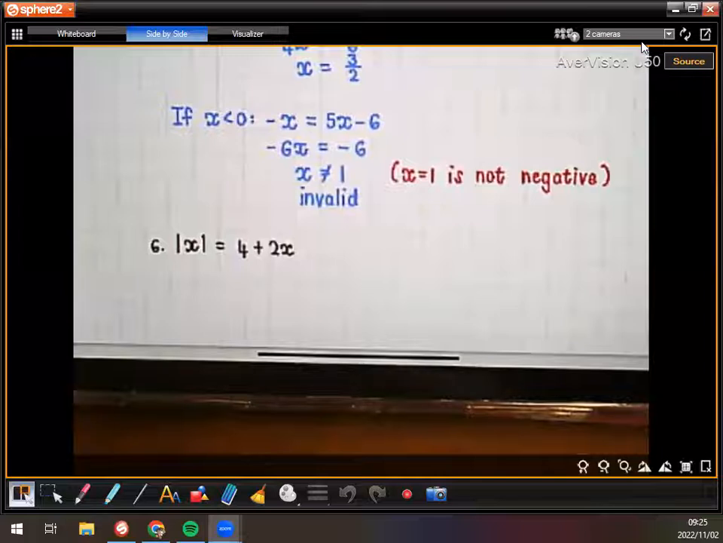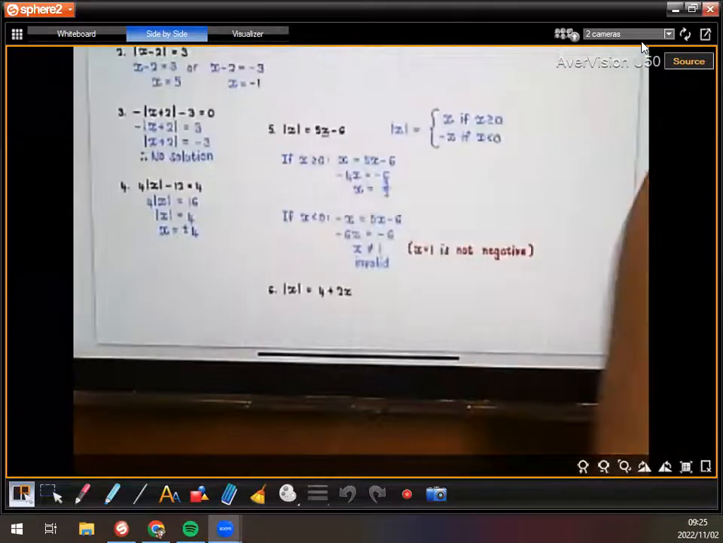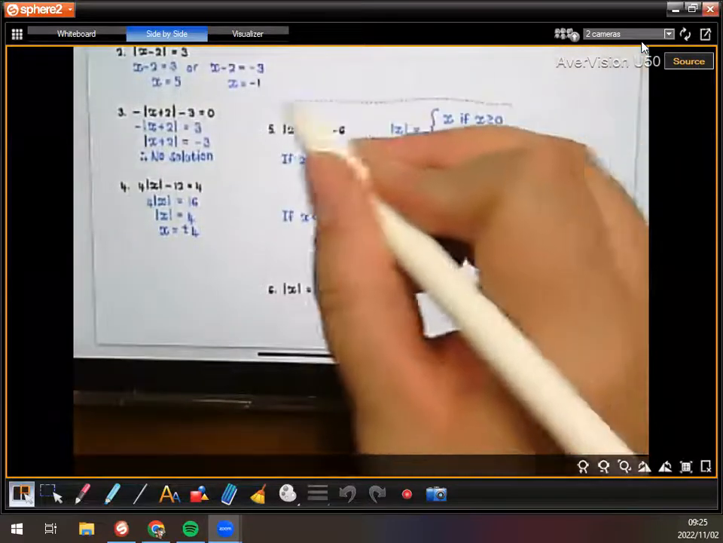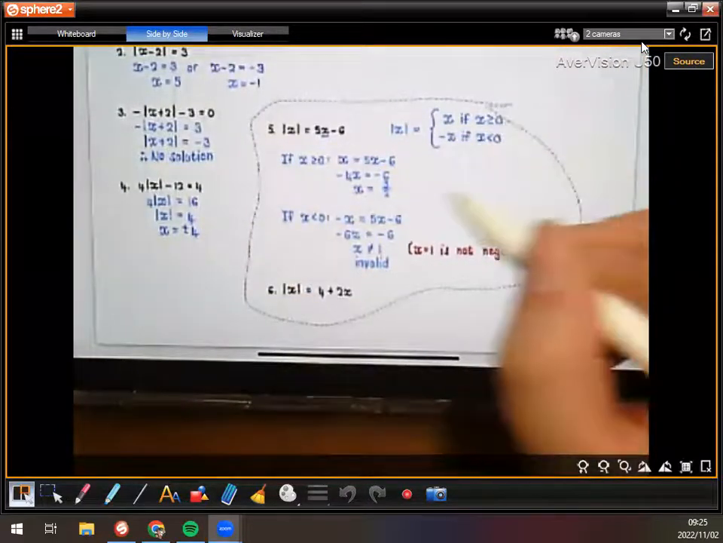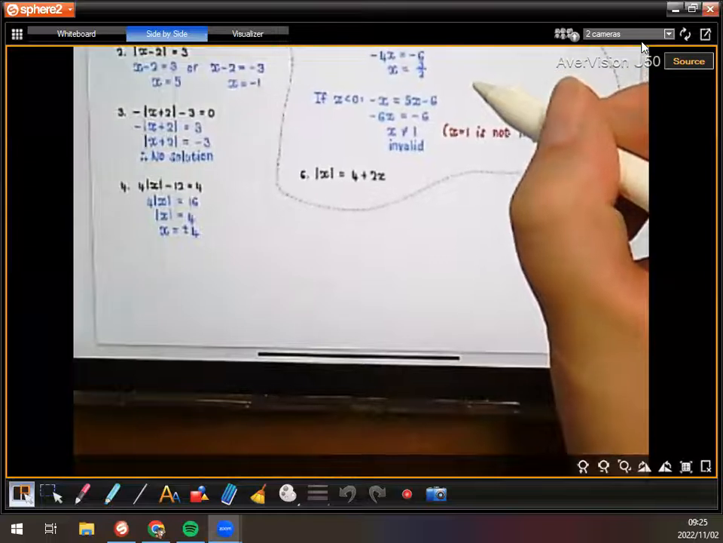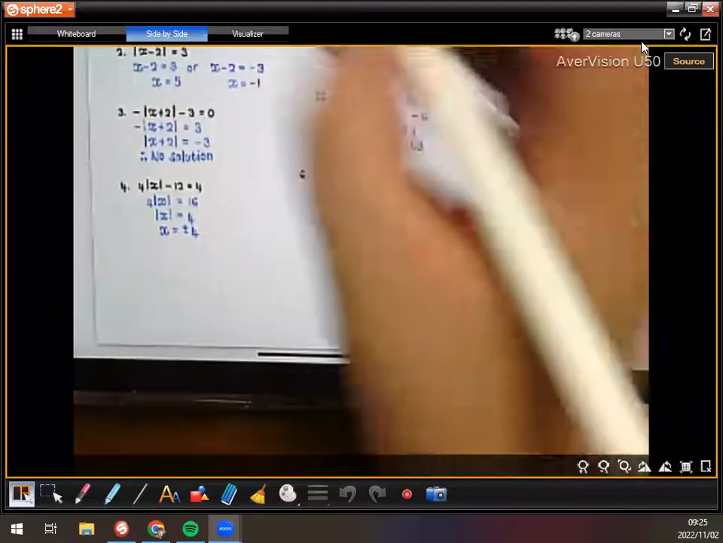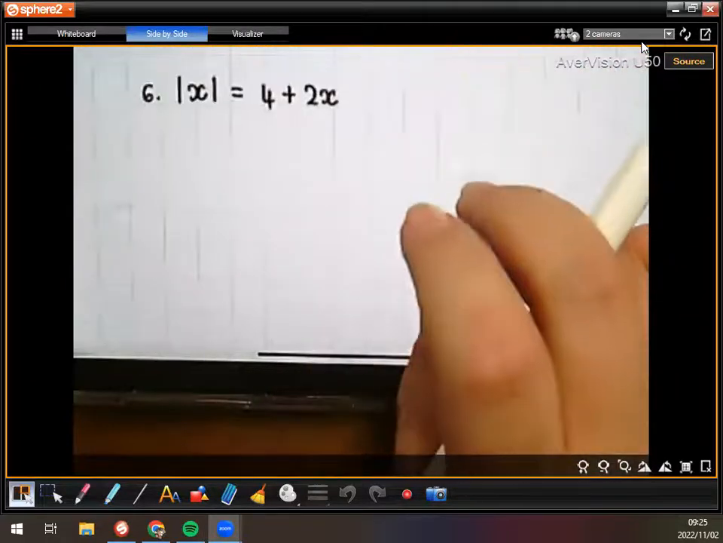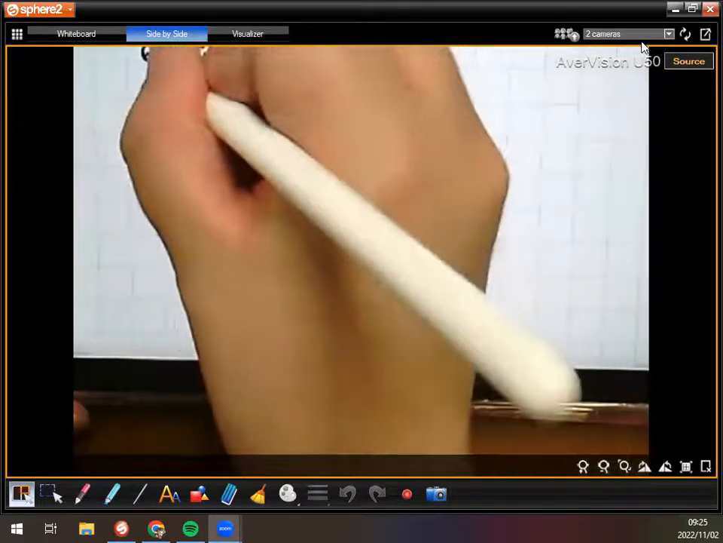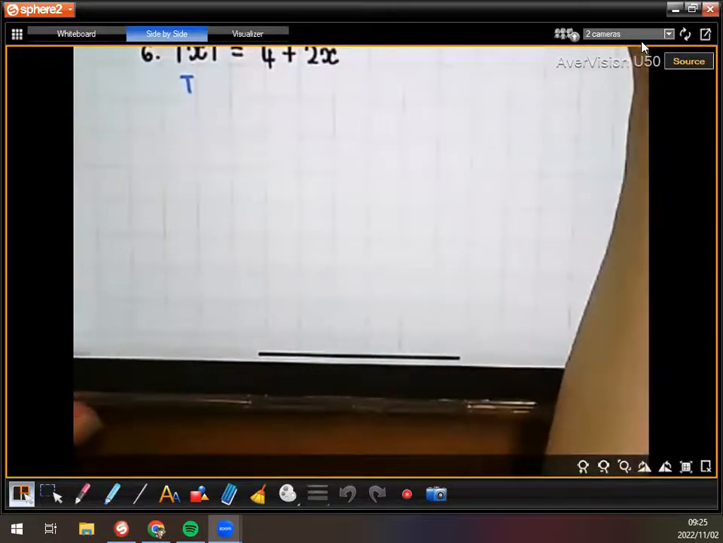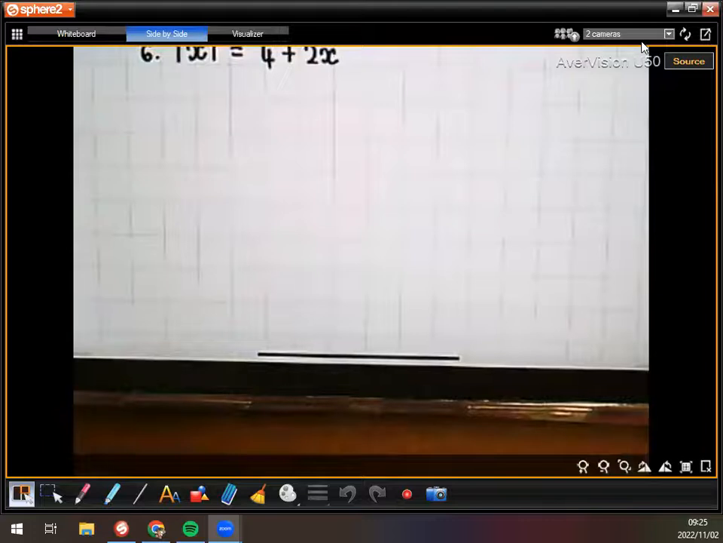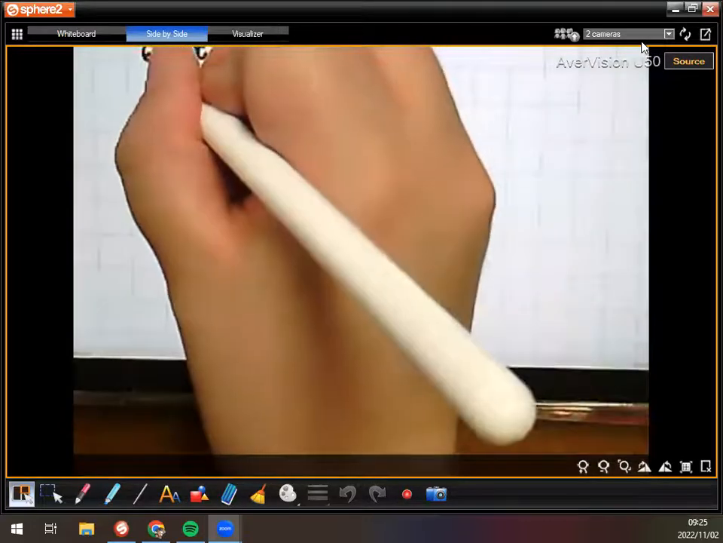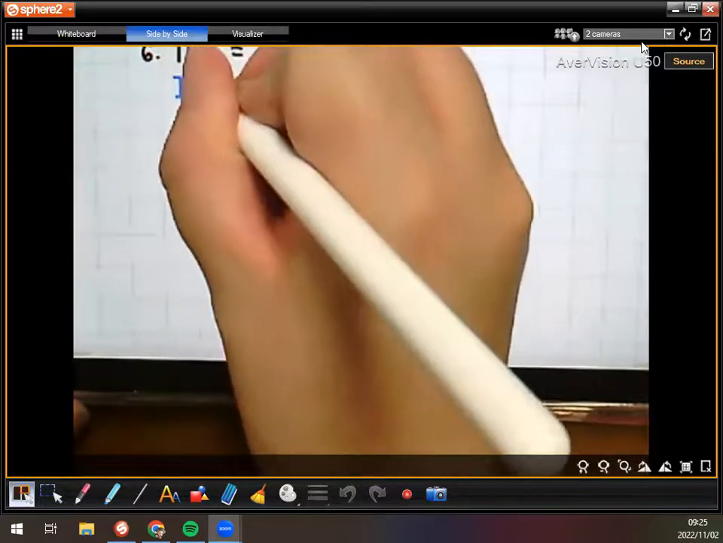All right, do that one on your own, please. And guys, if both of your solutions are invalid, then you're going to have to end off by saying therefore no solution. I don't know if that happens in this case, but it might because I just made this question up. But just in case.